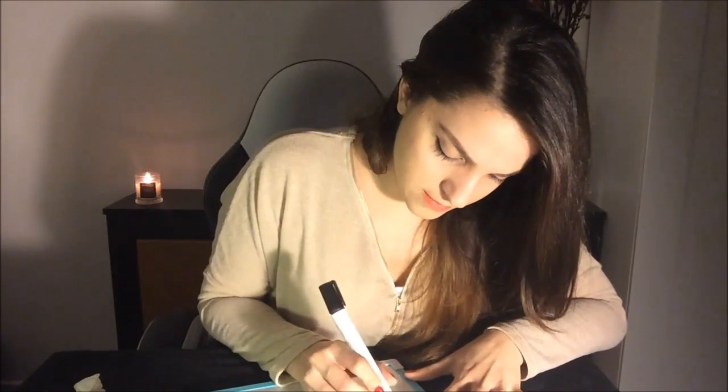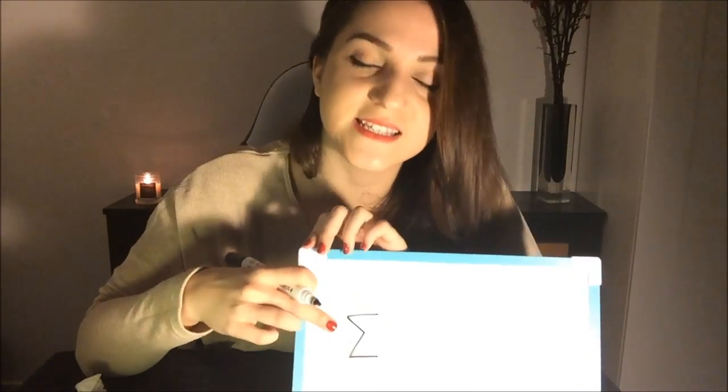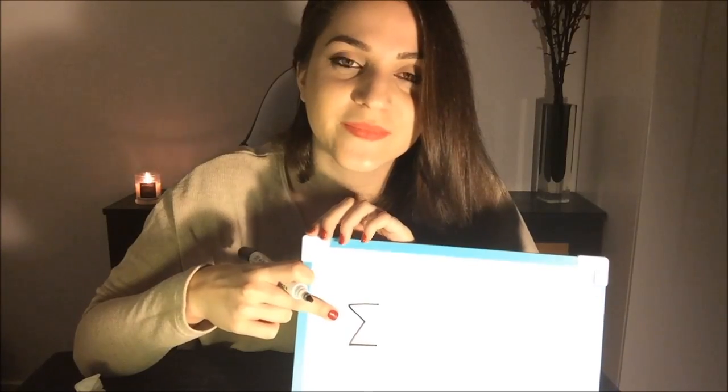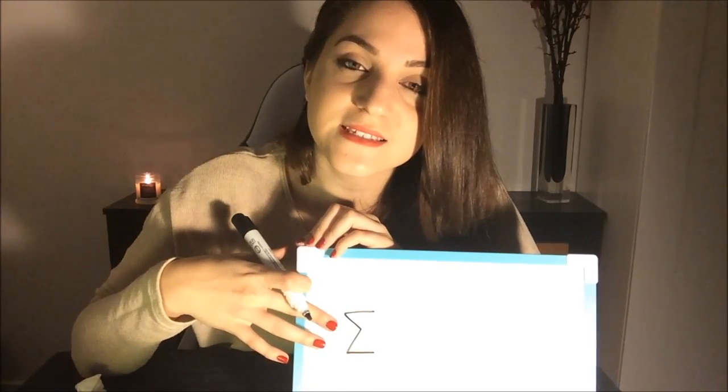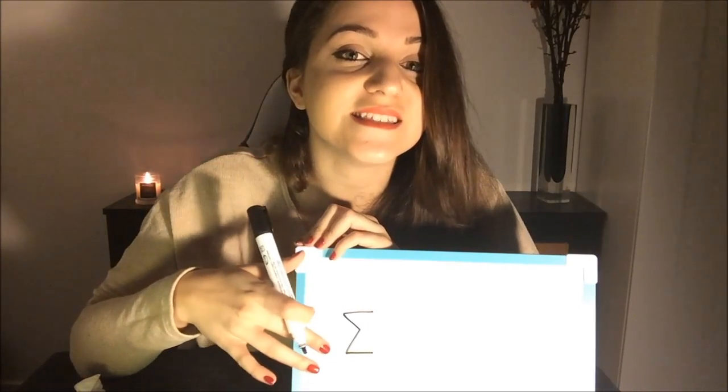The next one is the most common consonant in the Greek language, and that is this. This letter is sigma, and the sound of it is s, not sh. S.